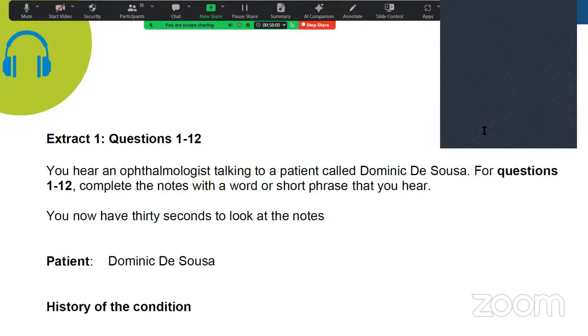What is this 30 seconds time called? Actually, there are 3 stages in listening. Can you tell me what these 3 stages in listening are? The first one is called the pre-listening stage. Make notes, all of you.